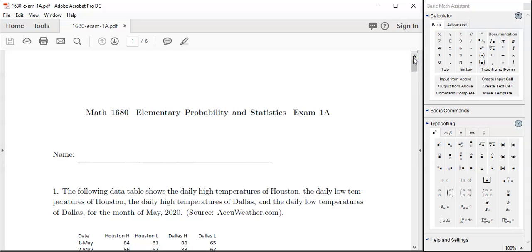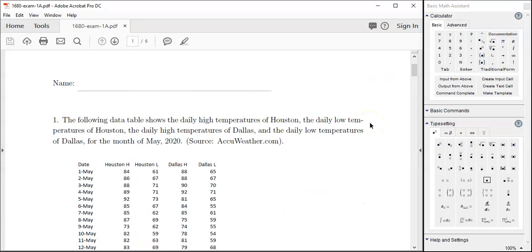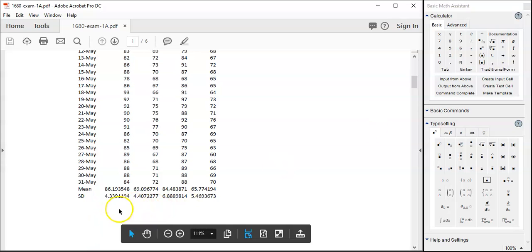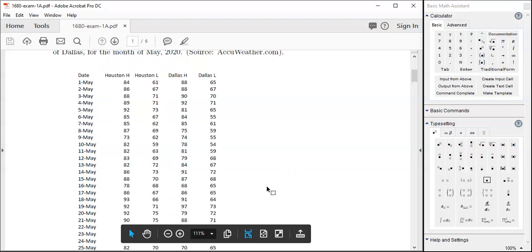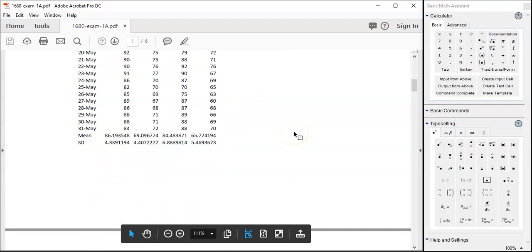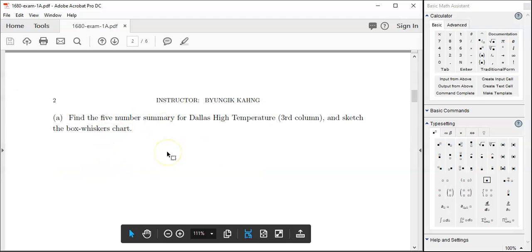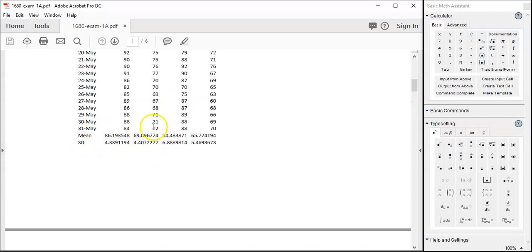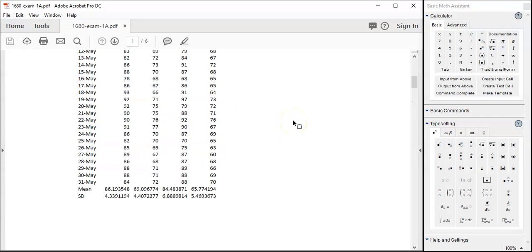The following data table shows the daily high temperatures of Houston, the daily low temperatures of Houston, the daily high temperatures of Dallas, and the daily low temperatures of Dallas for the month of May 2020. And we have a long data set here, and then we have mean and standard deviations. The main body of this data set is important for problems 1A and 1B. For 1C and 1D, we only need the mean and the standard deviations.